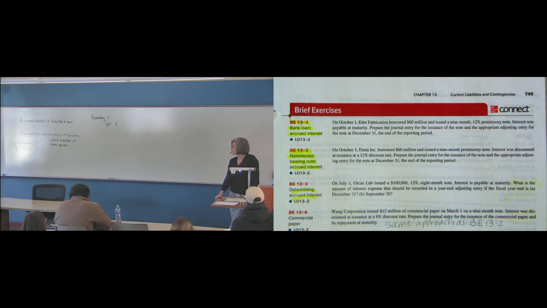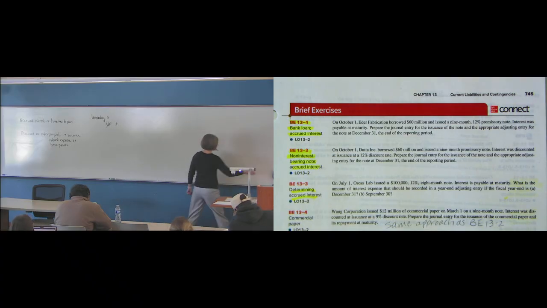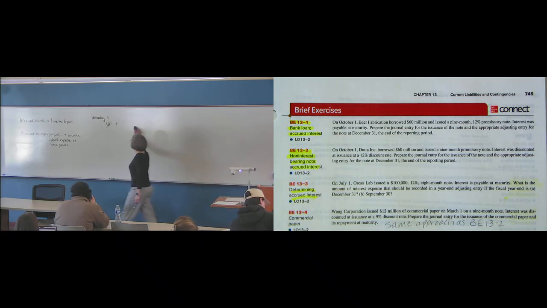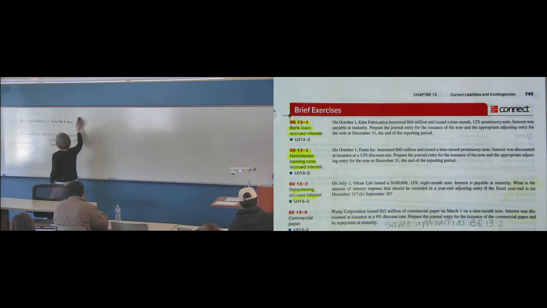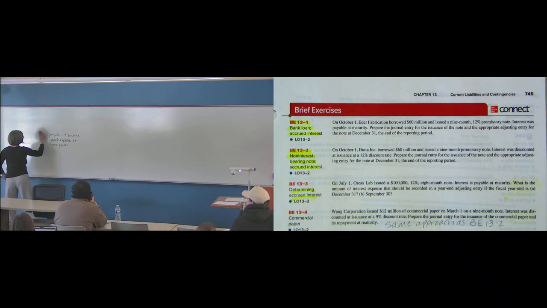All right, so we're going to look at all three of these right now. All right. So brief exercise 13.1. Get your calculators out, right? Unless you want to do mental math, I don't have a problem with that.